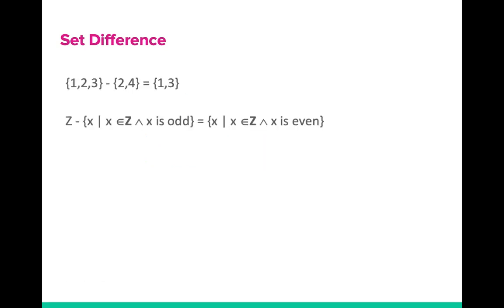Now, suppose we have this example, the set {1, 2, 3} minus the set {2, 4}. What are the elements that are unique to this first set? The elements unique to the first set are 1 and 3, since 2 is also found in the second set. Now, Z, the set of integers, minus the set of all x such that x is odd, will be equivalent to the set of x such that x is in Z and x is even.